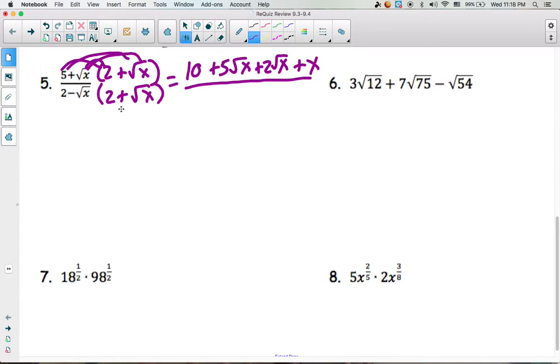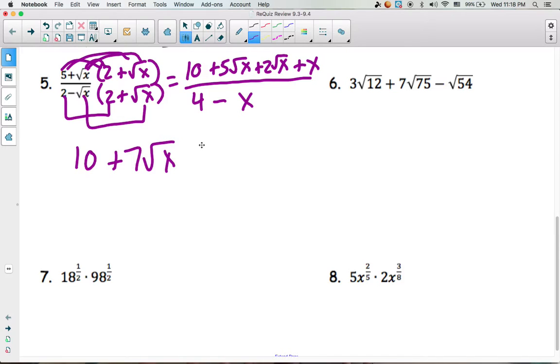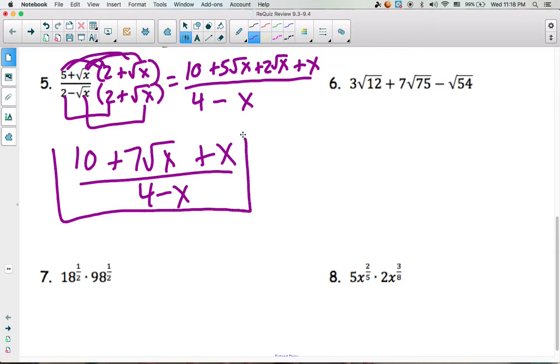Now when you multiply conjugates, you just have to do the first. 2 times 2 is 4. And you have to do the last. Negative square root of x times square root of x is negative x. And then we'll go through and combine any like terms in the numerator. We have a 10 on top. 5 square roots of x plus 2 square roots of x is 7 square roots of x plus an x over 4 minus x. And we can't simplify any further, so that is our solution.